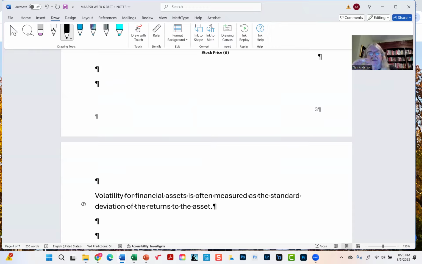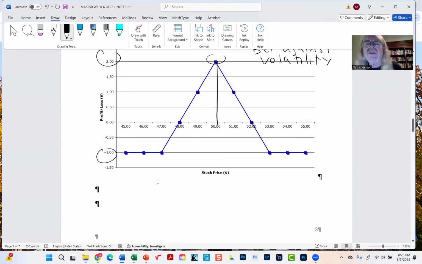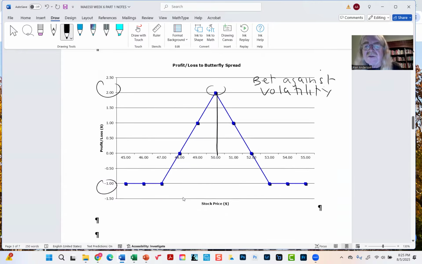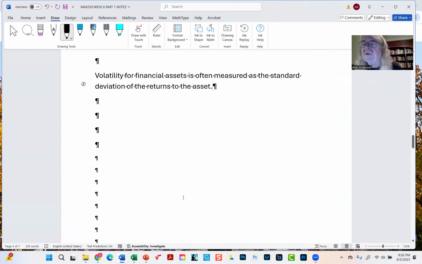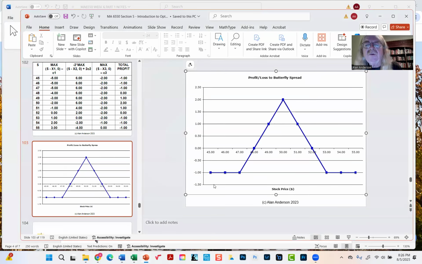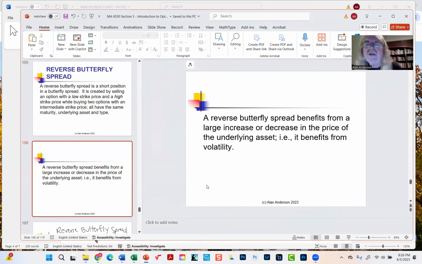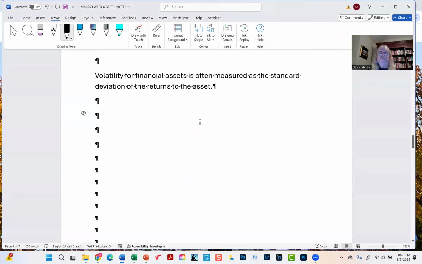So this position expresses our view that this asset will remain not so volatile, or maybe stable, during the lifetime of these options. Now you have to ask yourself, what if we have the opposite outlook? What if we think that the option will actually bounce around quite a bit and will be very volatile? What can we do to make money from our belief? So what you're going to see here is that we're going to reverse everything.